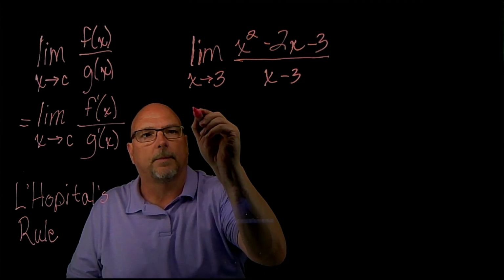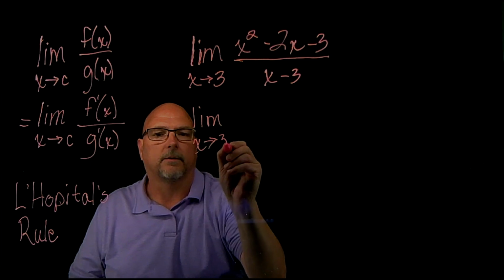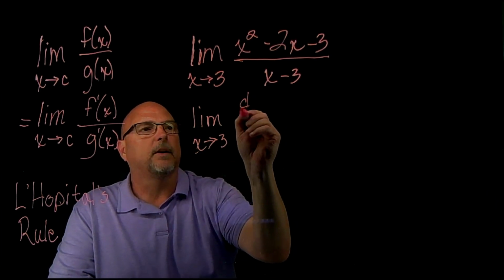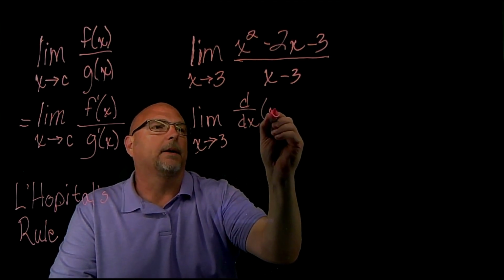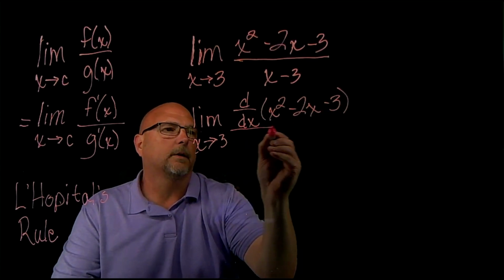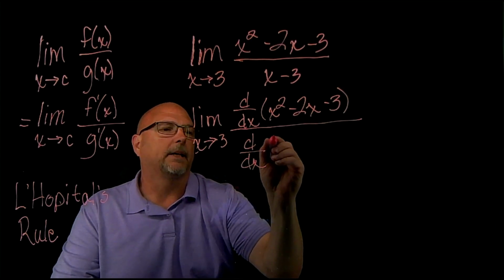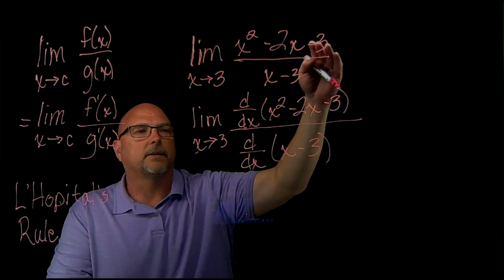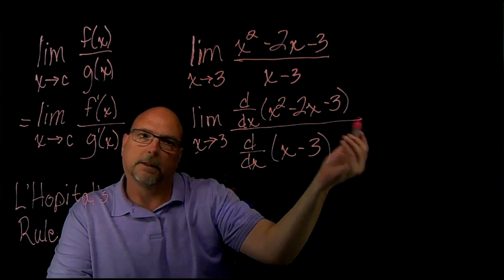So here's how it will show up in your assignments. You end up rewriting this part. This is every student's favorite. The limit as x approaches 3 of the derivative of x squared minus 2x minus 3 over the derivative of x minus 3. So far so good. All we have done is taken the derivative of the top and the derivative of the bottom. But let's do that.